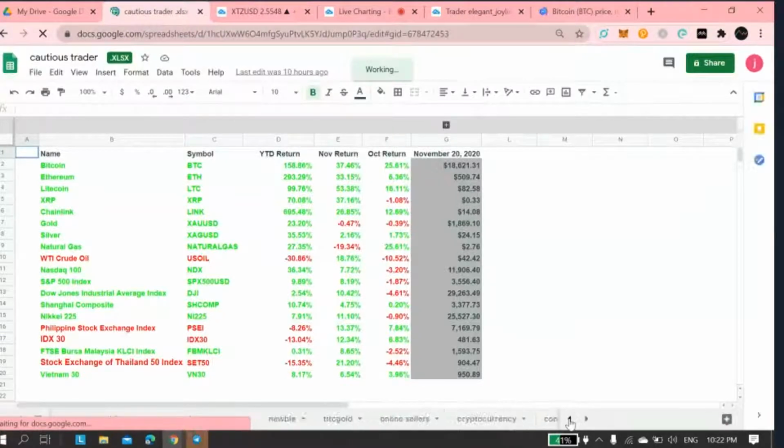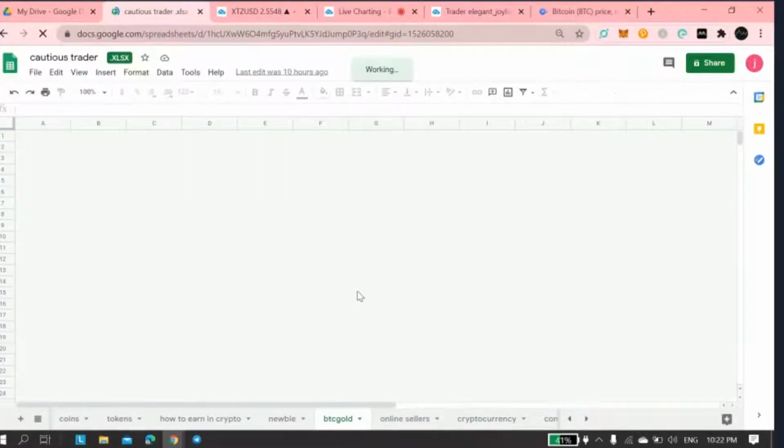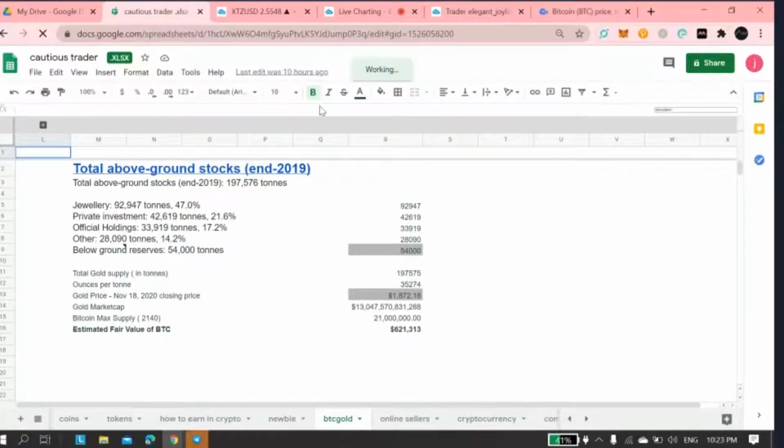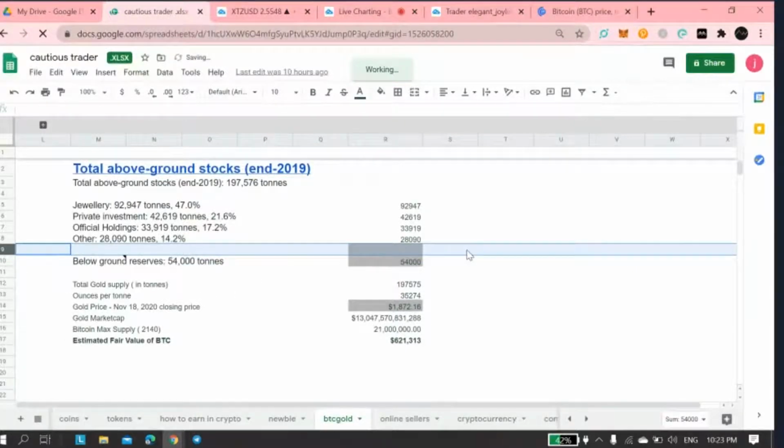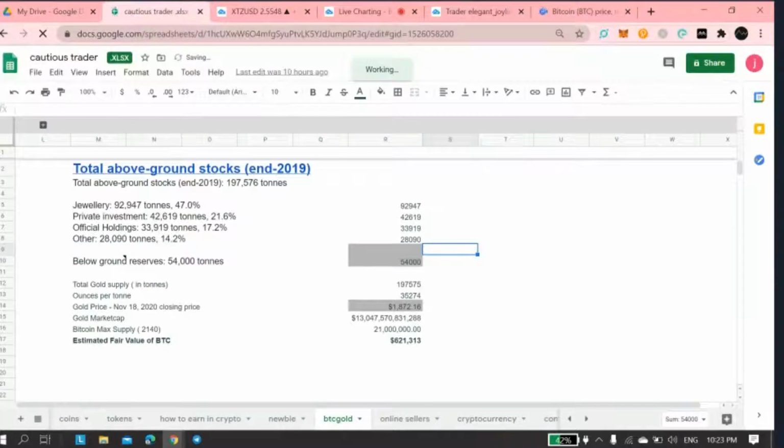Let me just look at the BTC gold, this one. Yeah, because I know you also read whatever the predictions in the market, or whoever makes a prediction, because everyone can make a prediction, or the forecast of BTC. So BTC is the future gold.